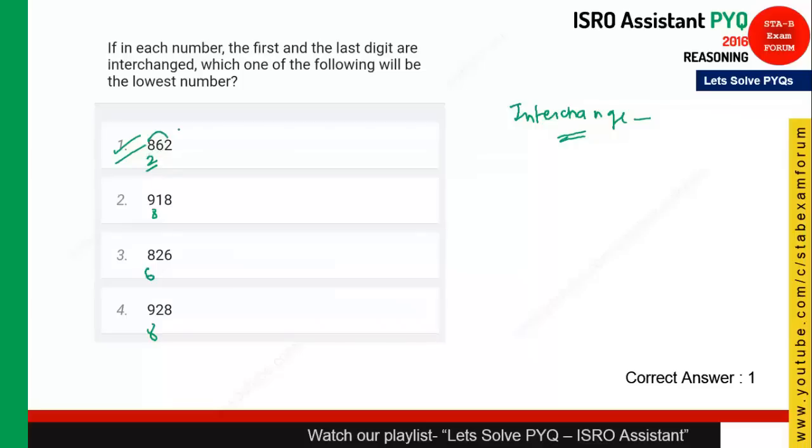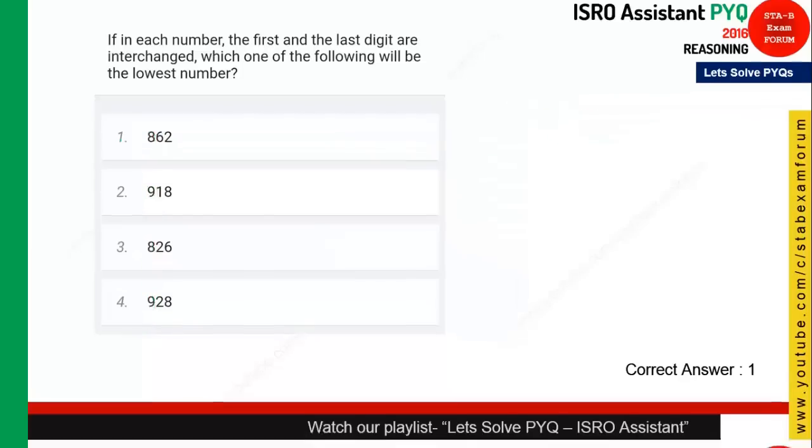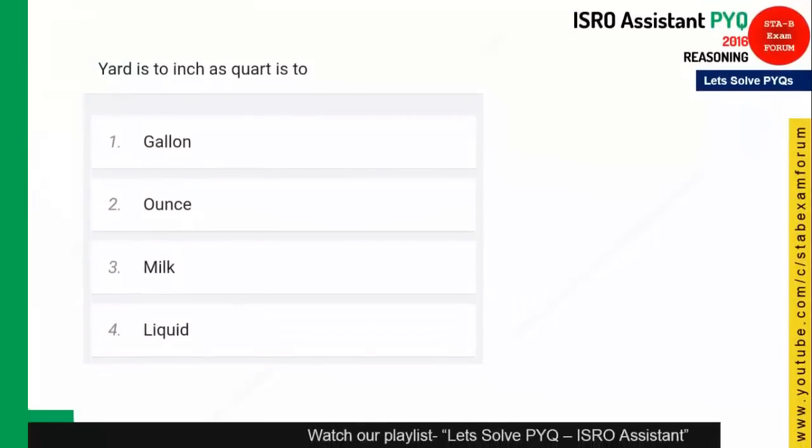Okay, so if they ask for the highest, again you need to look for this particular digit, after interchanging, of course. So option 1 is the right answer. Let's see the next question.